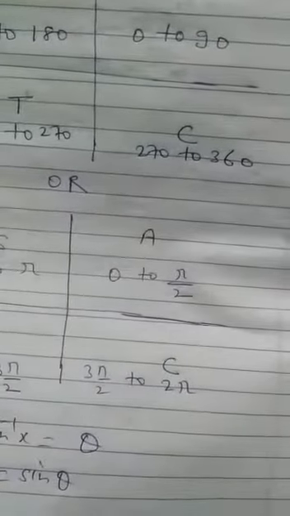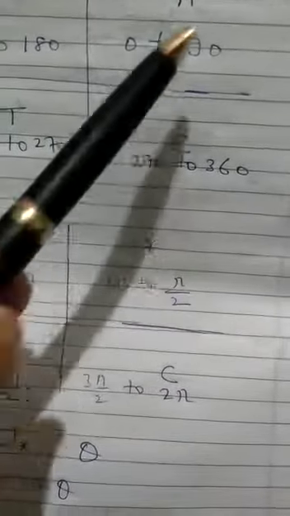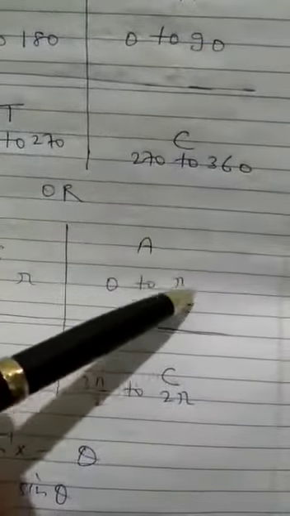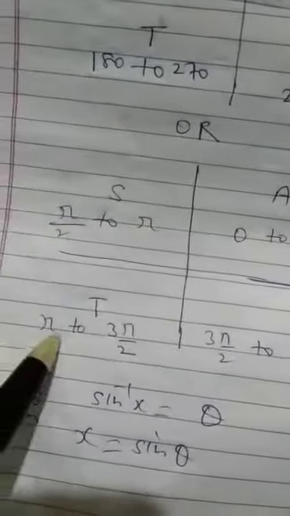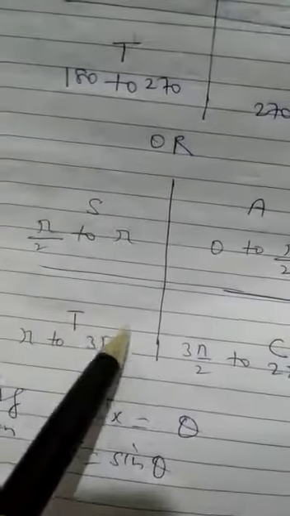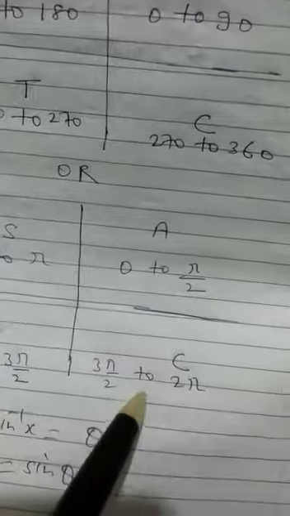Similarly, we can convert the angles into radians. In ASTC, the first quadrant is 0 to pi by 2, which means 90 degrees. The second quadrant is pi by 2 to pi, the third quadrant is pi to 3 pi by 2, and the fourth quadrant is 3 pi by 2 to 2 pi. 2 pi means 360 degrees.